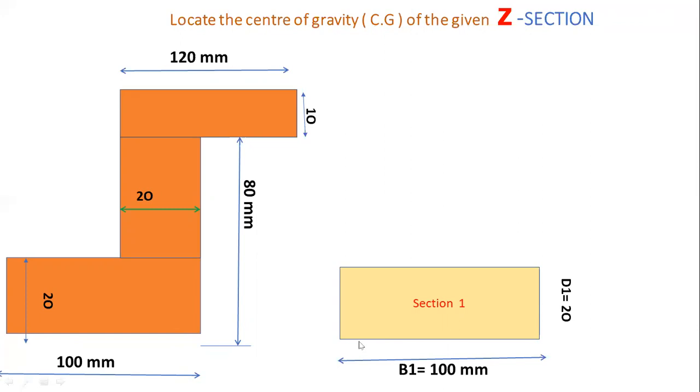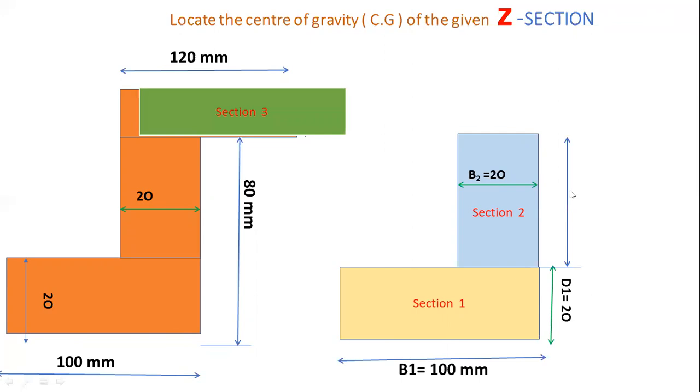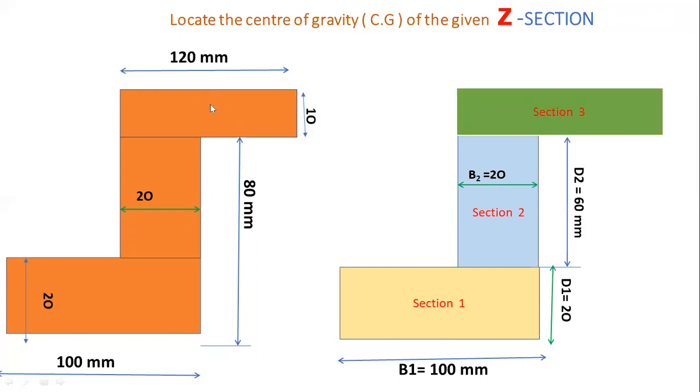Okay. Now, this middle rectangle as section 2. Base B2 equal to 20 mm and depth D2 equal to 60 mm. Here, I consider this top horizontal rectangle as section 3. This one has base B3 equal to 120 mm and depth D3 equal to 10 mm. Okay. So these all are individual cross sections: section 1, section 2, section 3.